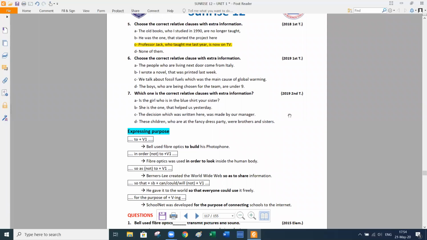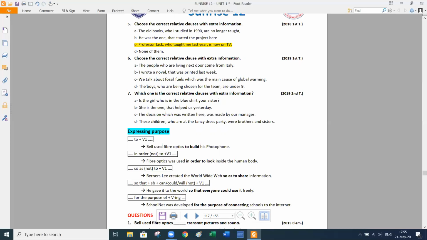6. Choose the correct relative clause with extra information. The people who are living next door come from Italy. Because it's asking for extra information, no comma is used in the first sentence, so this is not our choice. It is a defining relative clause and doesn't need a comma here. It is much better to use a defining relative clause, because we need to define what people we are talking about.